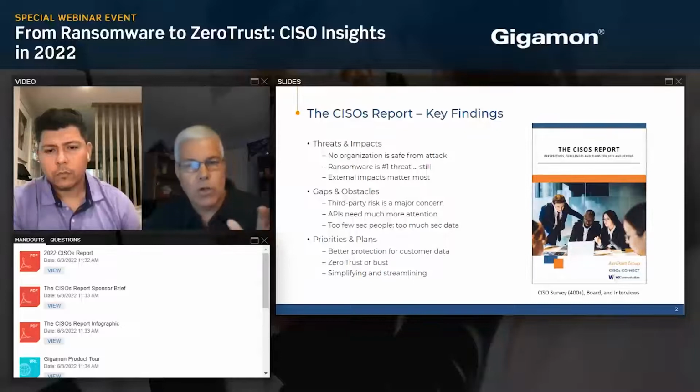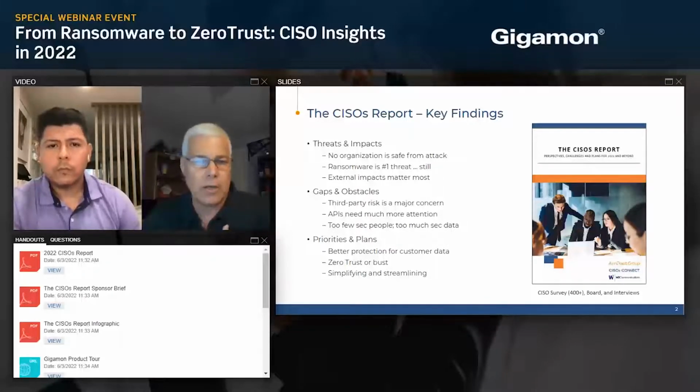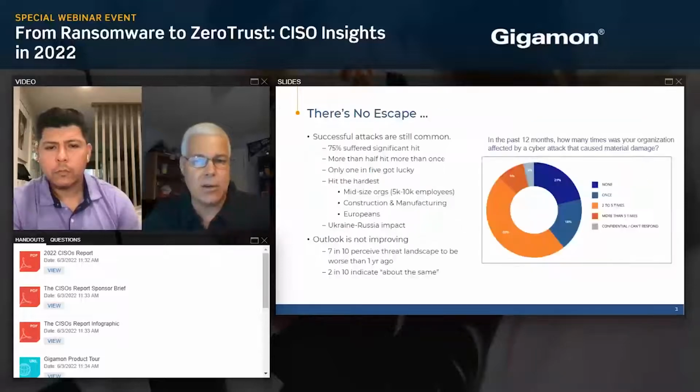And I think along the way too, we'll hear a little bit from Chris. He's going to provide some insights from his perspective and maybe share some insights on how Gigamon can help address some of the biggest challenges that we see out there facing today's security teams.